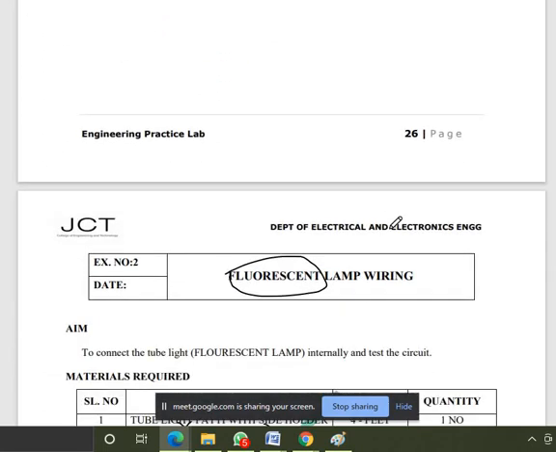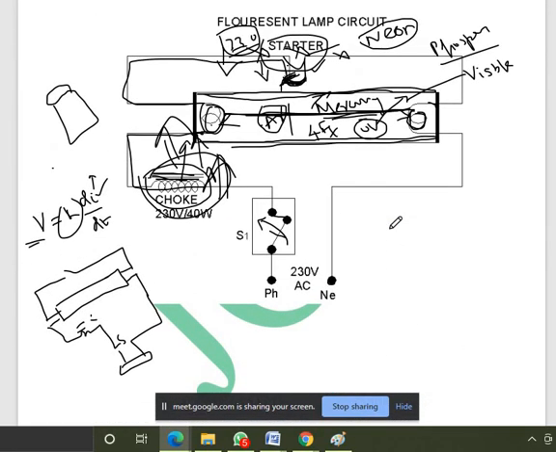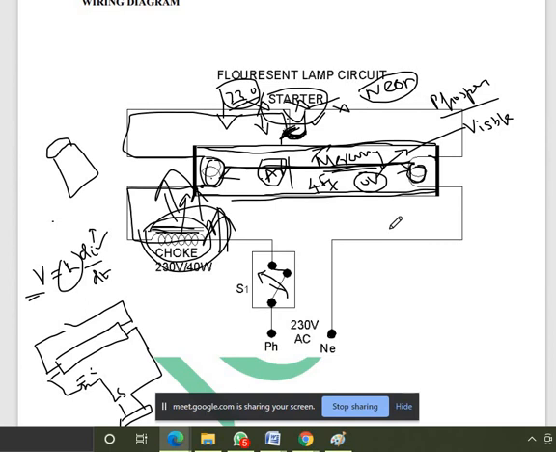Any doubt from that fluorescent lamp wiring? No, sir. Okay, because there is no need of working principle in our category. Just you have to see the connection. Whenever you connect the lamp, it will be glowing. Just remove the starter and short circuit the wire, and the lamp will glow. Just you can practically test it.